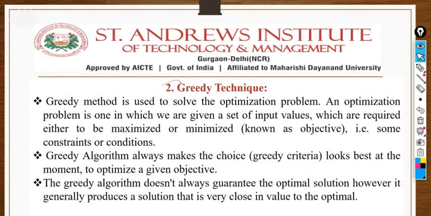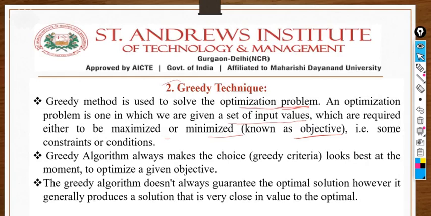Next is the greedy approach, greedy technique. We will discuss these techniques later because your complete syllabus is based upon these techniques itself. So next is the greedy technique. The greedy method is used to solve optimization problems. An optimization problem is one in which we are given a set of input values which are required either to be maximized or minimized, known as the objective. Our objective should be clear in order to maximize or minimize the resultant.